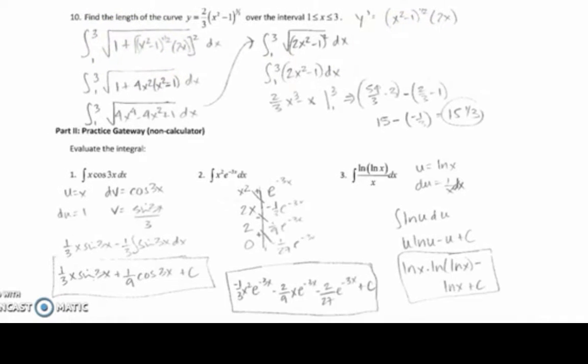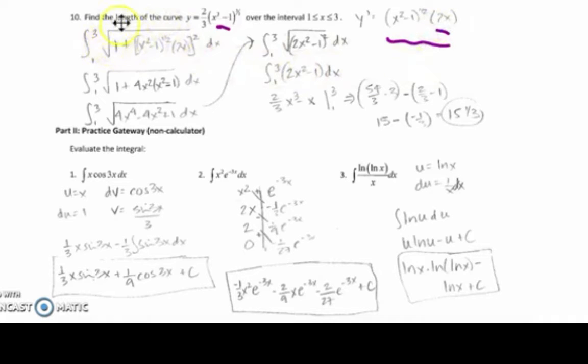So I set up an integral with the limits of integration being 1 and 3, and then I need the square root of 1 plus the derivative squared. So up here you see we found the derivative. We said that we can pull down the 3/2 times the 2/3. That just goes to 1 times x squared minus 1, and then 3/2 drops a degree to just 1/2. And then I need to multiply by the derivative of my inside function, which is this 2x.